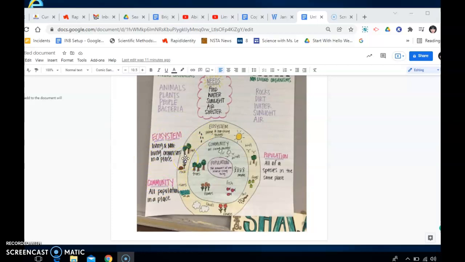Ecosystem: living and non-living things in one particular place. Community is all the populations within that place. It could be different types of species within that community. Think about your own community that you live in, your neighborhood. You've got all different types of organisms that live there. You have humans, you probably have some birds, some snakes, some insects. All of those things live within that community. Then you've got populations, which are all of a single species in the same place. You could have a species of rabbits in your community. You could have a species of trees, all of those things.